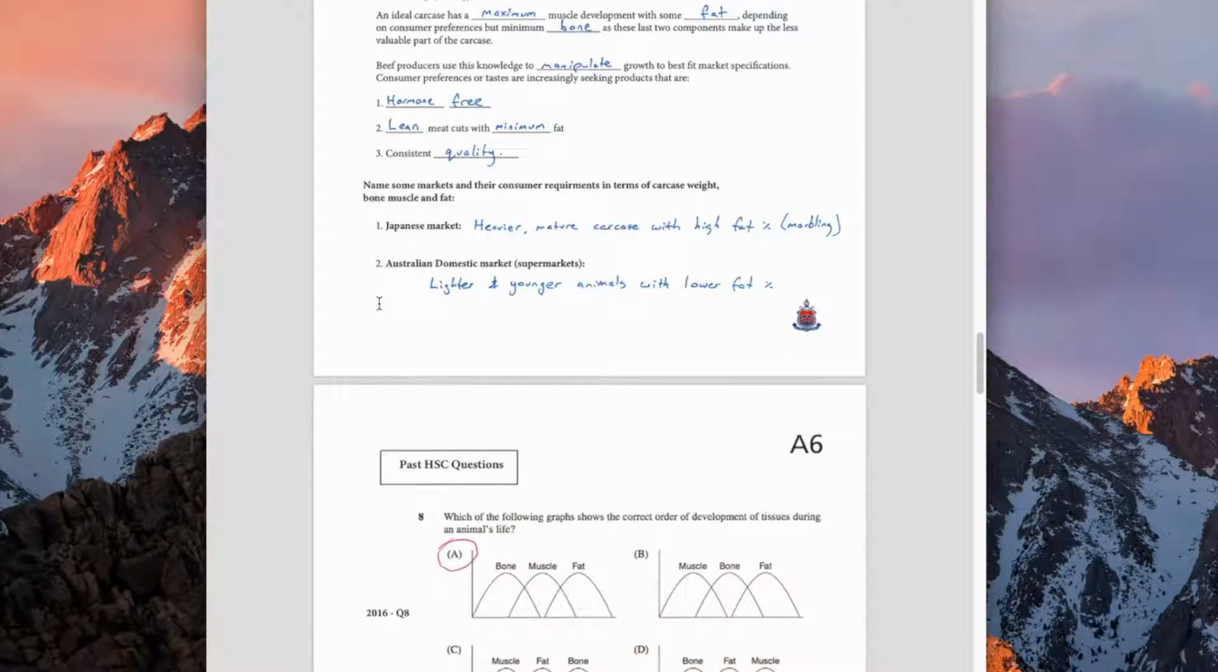On the other hand, the Australian domestic market, particularly supplying supermarkets, require younger animals. The meat's a bit more tender. They have a lot less fat, lower fat percentage, so the animal is a lot lighter.